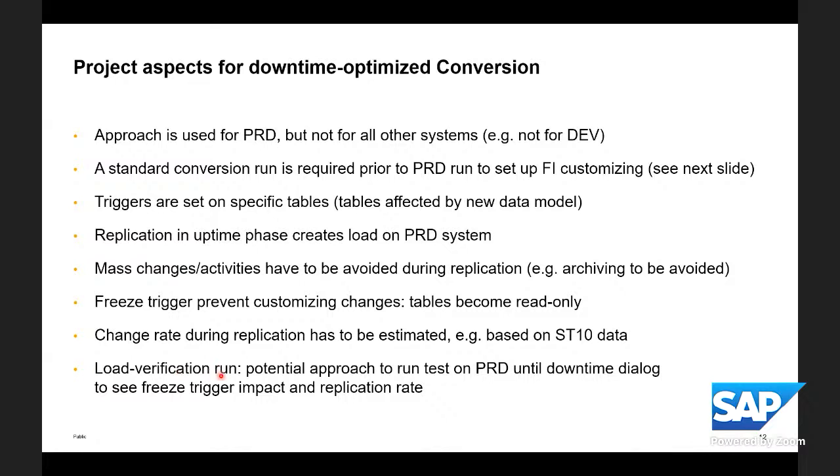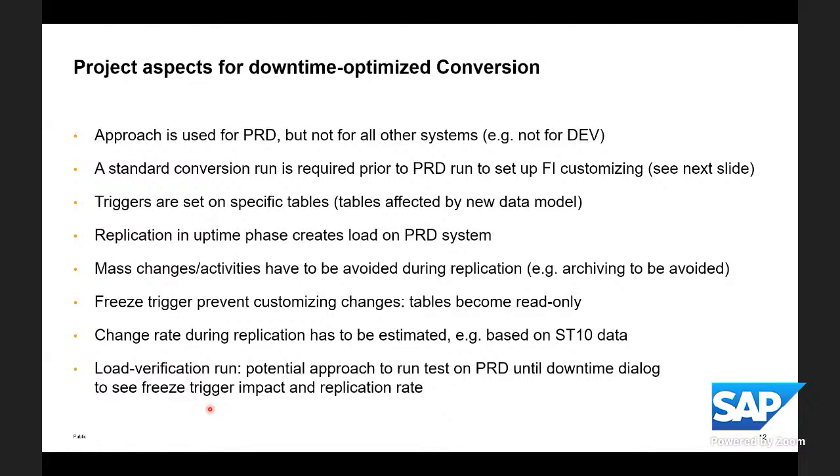load verification run. That means even before starting the downtime-optimized conversion run on the productive system, we recommend you start the procedure as a test run on the productive system, but you just run the procedure until the downtime dialog. You do not enter the downtime. You just use this reset opportunity of the software update manager. But since the uptime phases are passed and the triggers are created, you really see what's happening in your productive system. You see what the replication rate is. So if the tool is capable to replicate the end user changes and what these freeze trigger impact on your system.